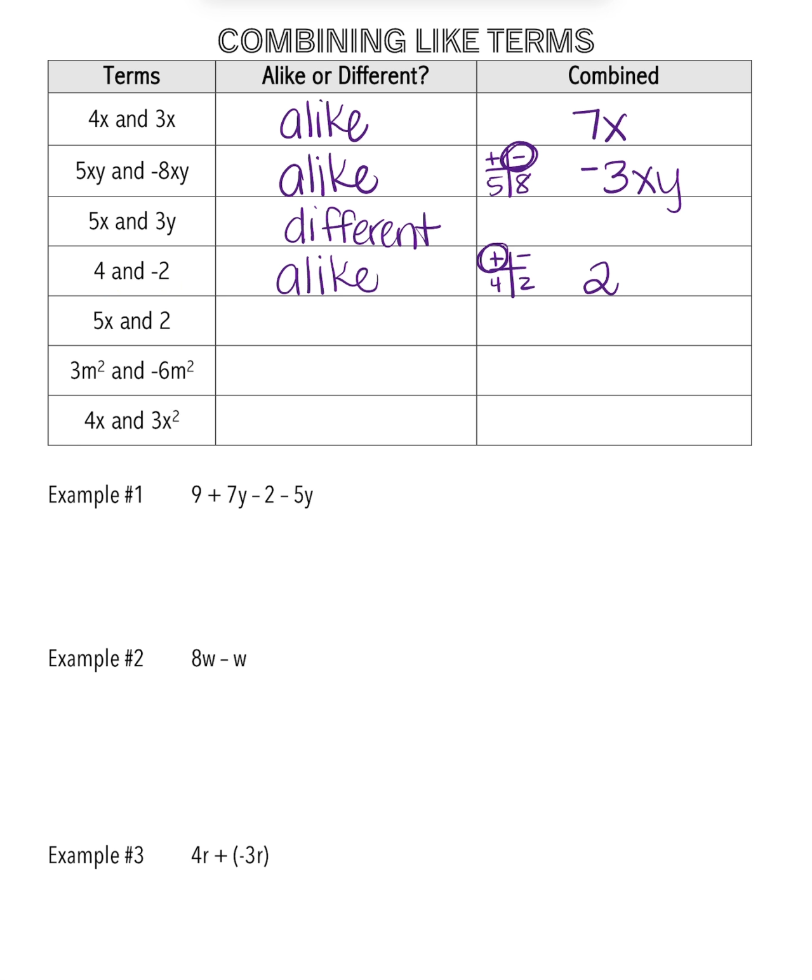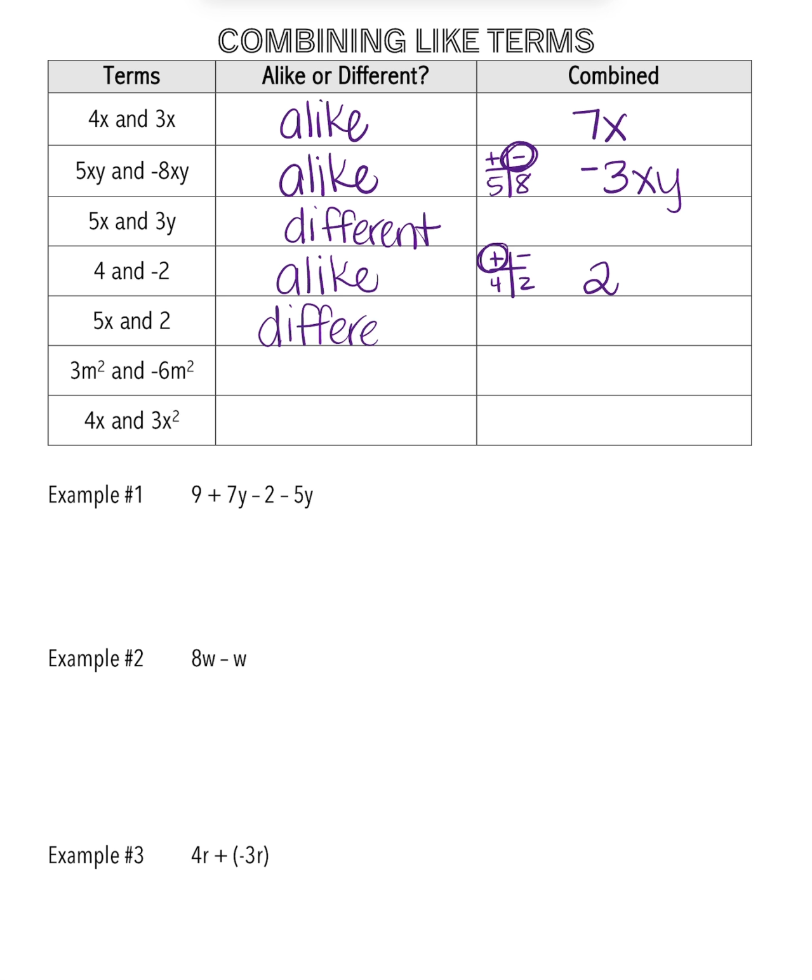All right, let's look at the next one. So the next one, we have a number with a letter, but then we have just a regular number. Because they don't have the same last piece, we can't combine them. So the x here, but no x here, these are considered different.